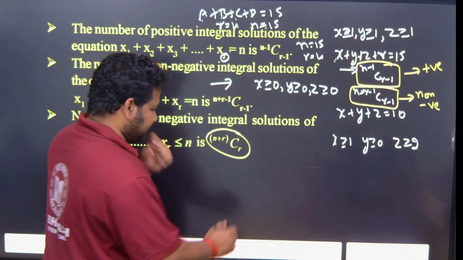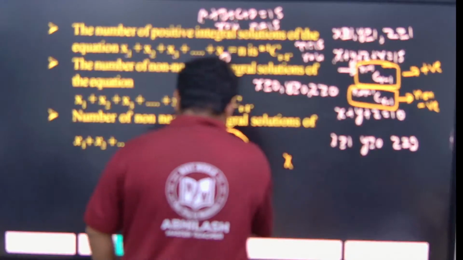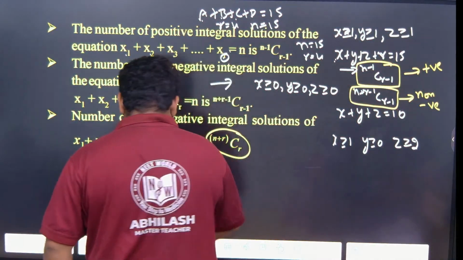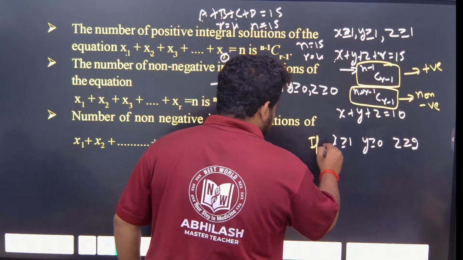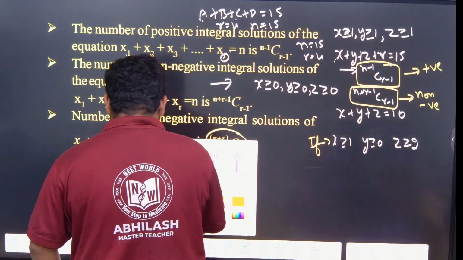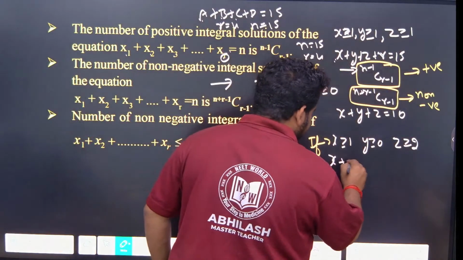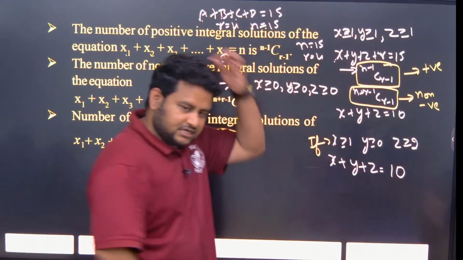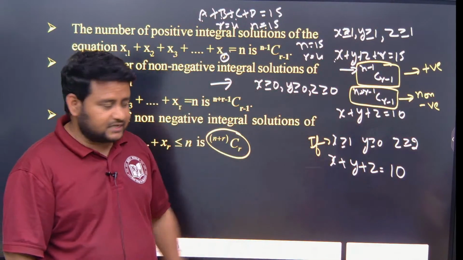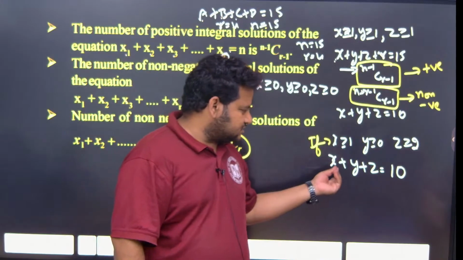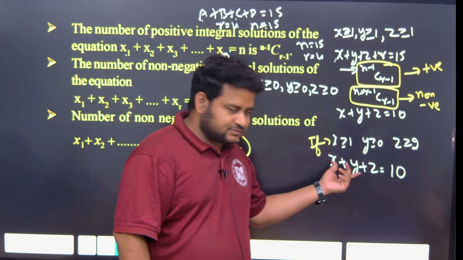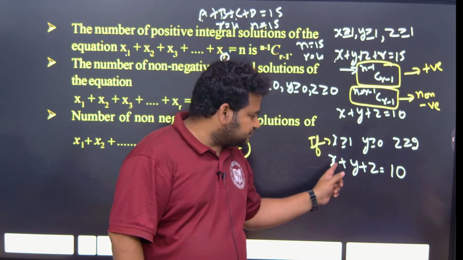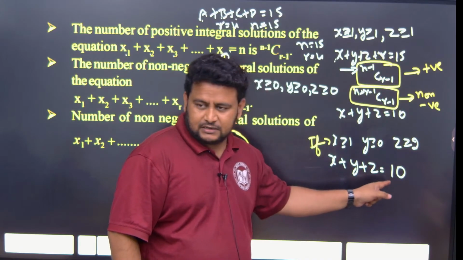Okay, now if I say, if this is given, and also here we are having x plus y plus z is equal to 10 is given. Now for this, you know that r is what here? R is 1, 2, 3. N is what here? 10.